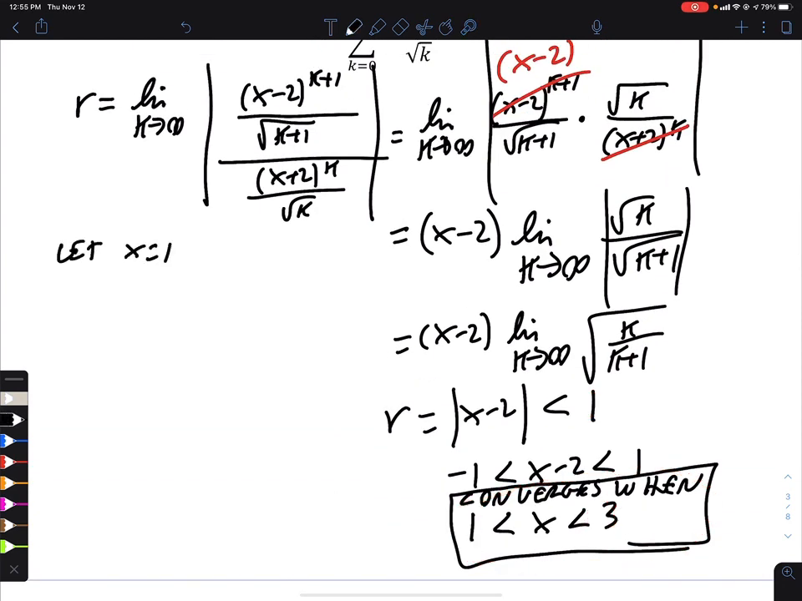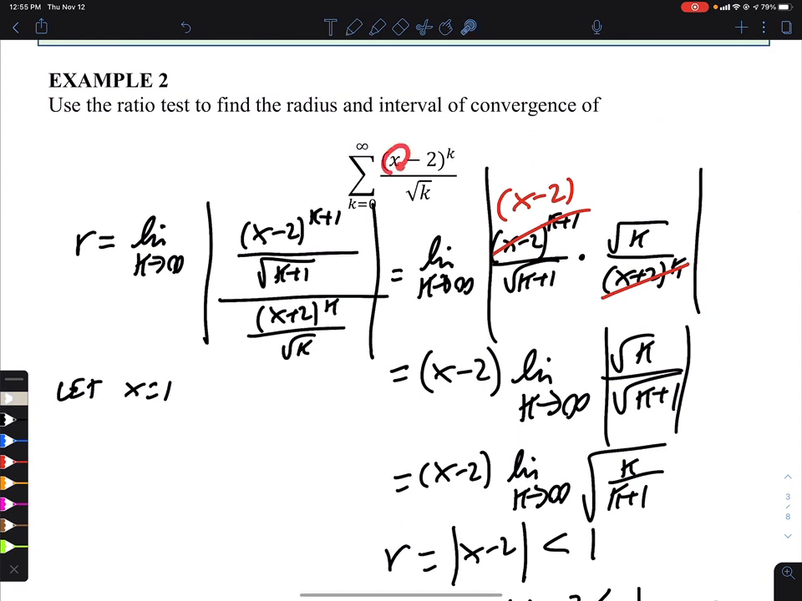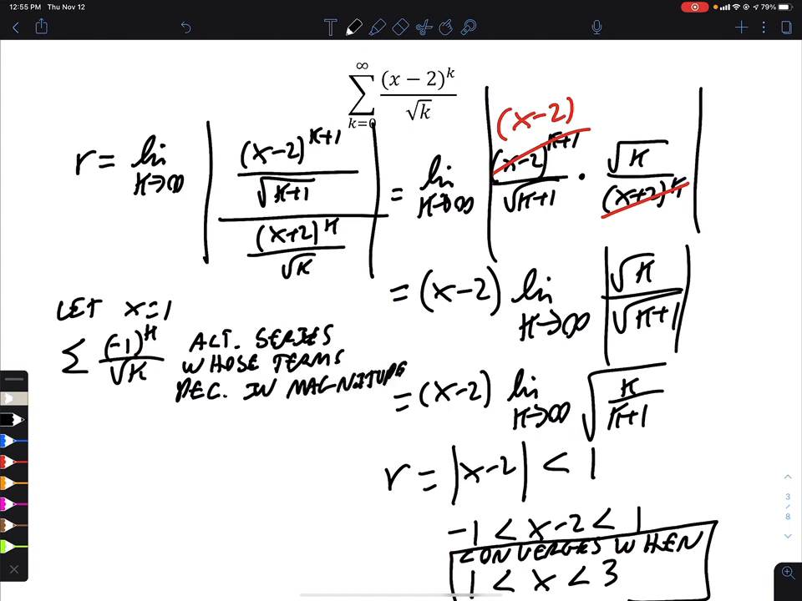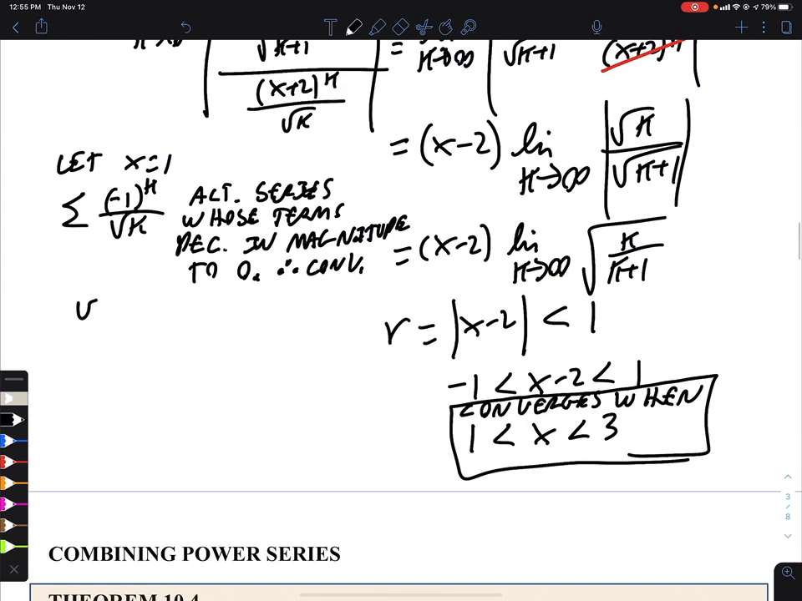Let x equal 1. If we put a 1 here, we get -1 to the k over radical k. And we know that converges. This is an alternating series whose terms decrease in magnitude to 0. Therefore, convergent at 1. Let's try our other endpoint.